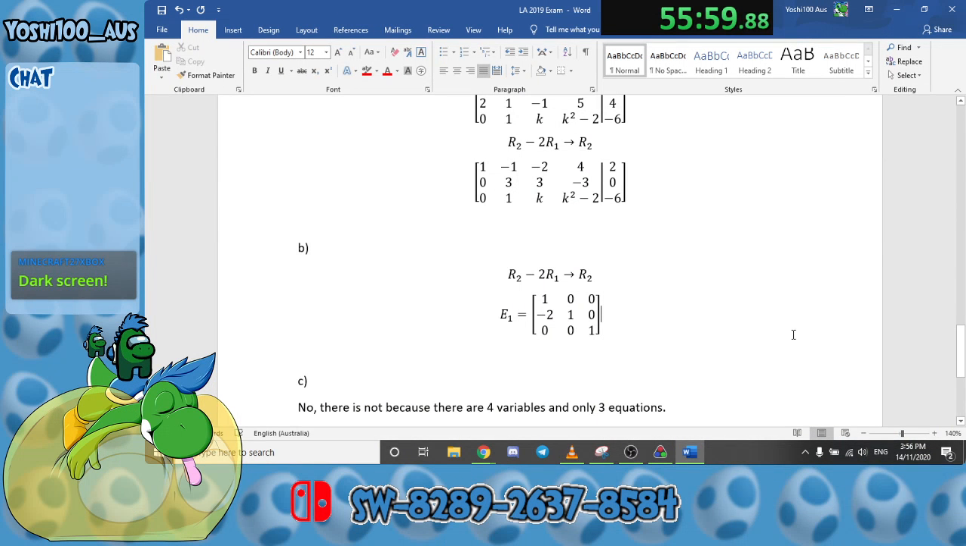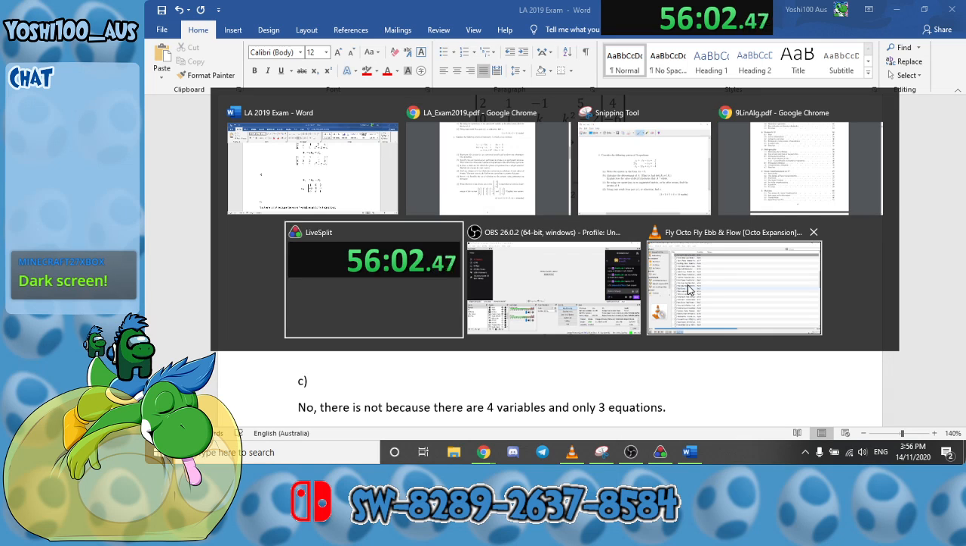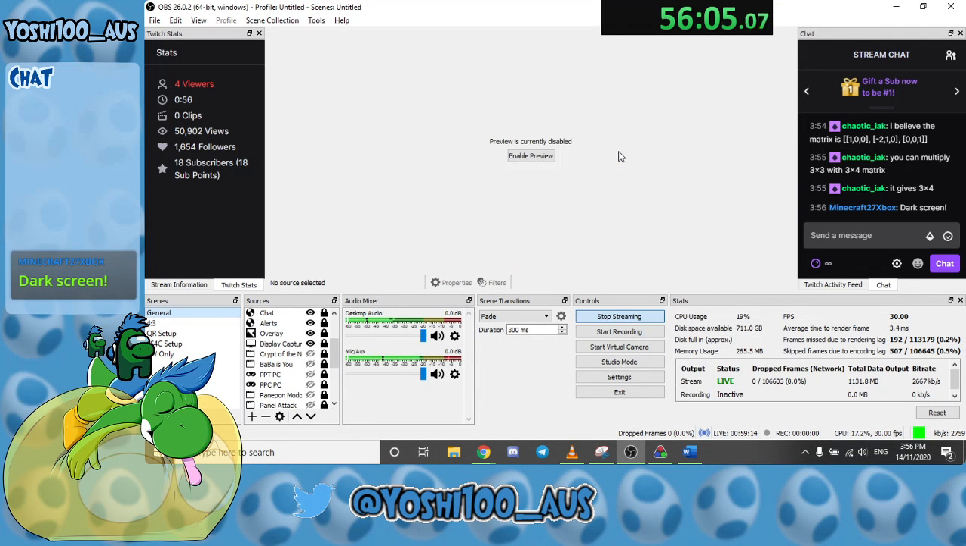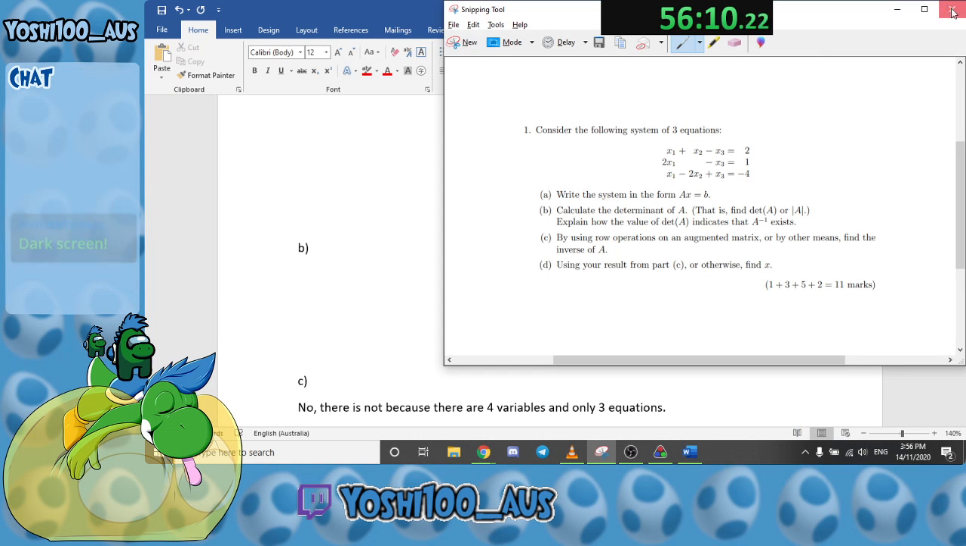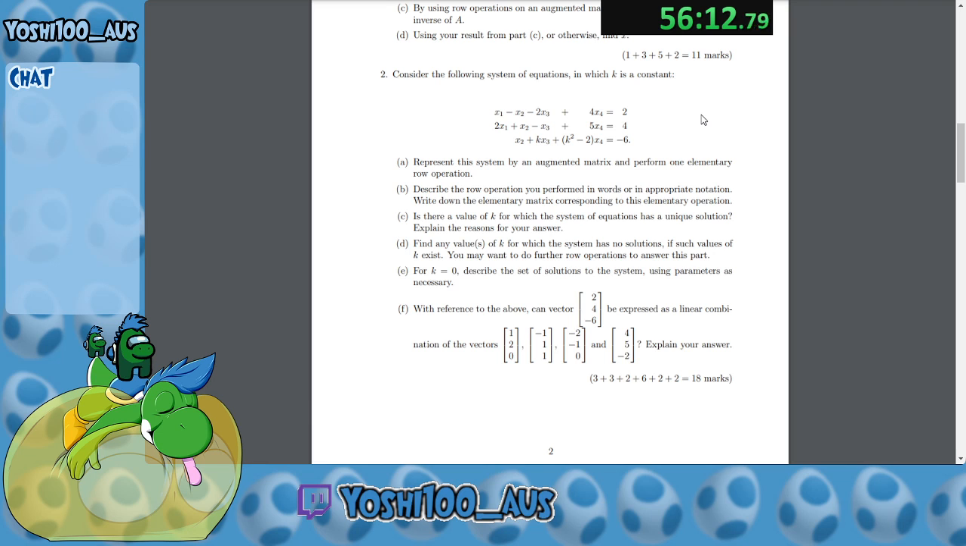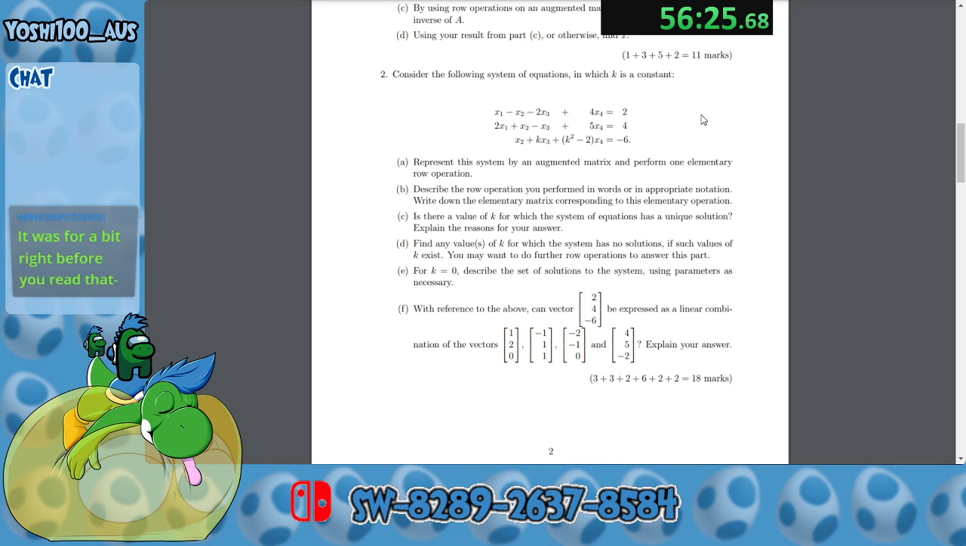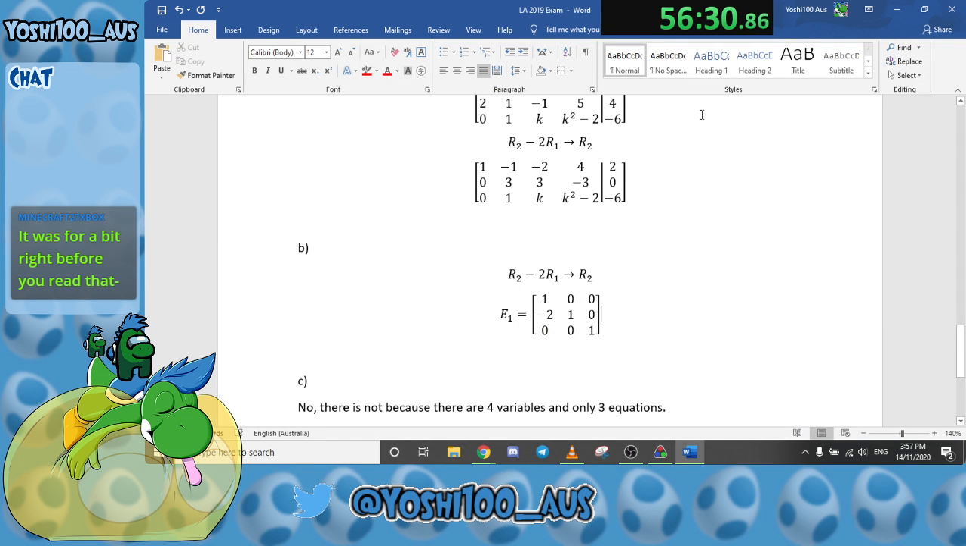Cool. Dark screen? I hope it's not. Seems okay to me. What is this? That was from earlier. We don't need that. It was for a bit before you read that? That's weird. I wonder what happened.